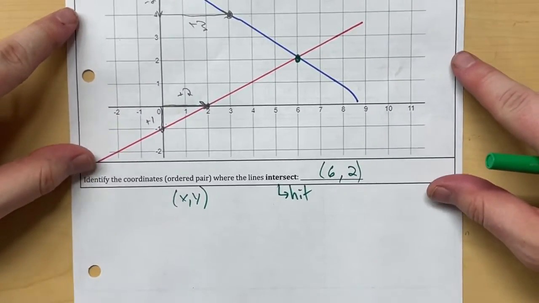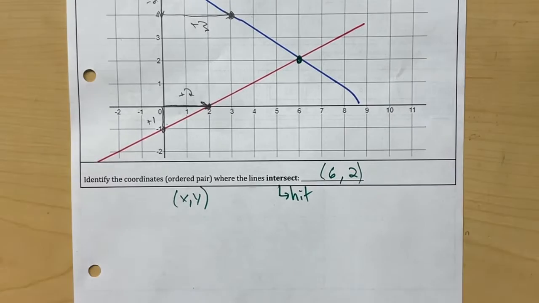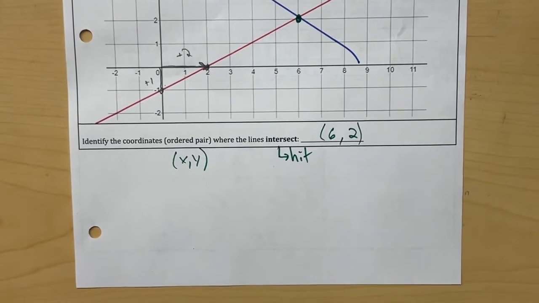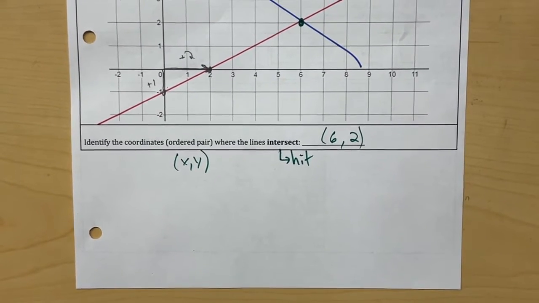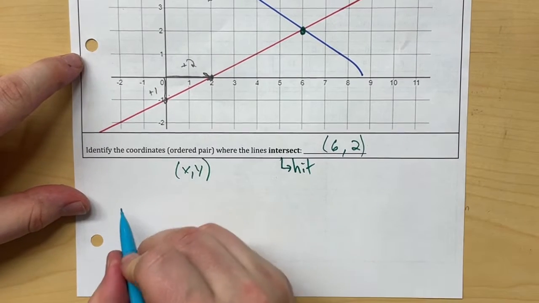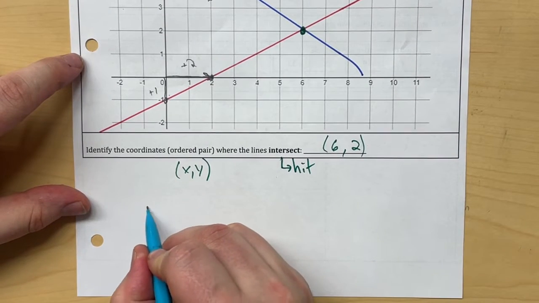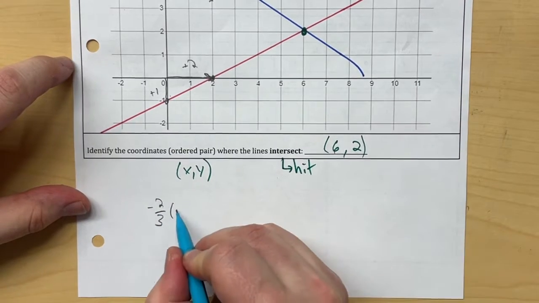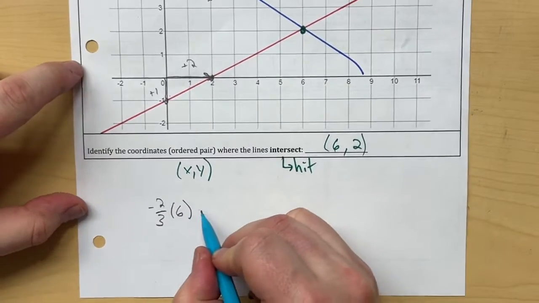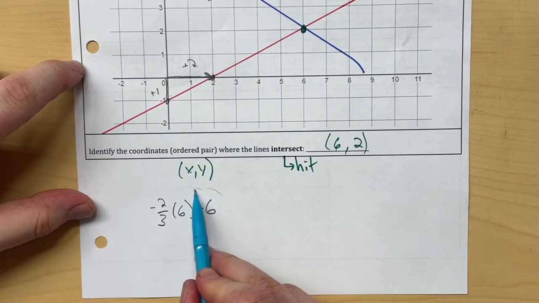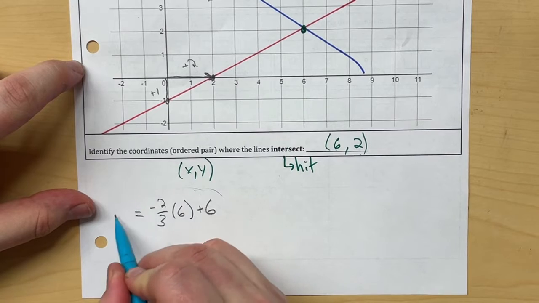So I'm going to scroll up a little bit, and what I'm going to do is this. Let's go down a little bit, and something like that maybe. All right, so let's do my first equation. So I have -2/3, and my x value is 6, and then +6, and it's saying this should equal 2 because that's the y value.